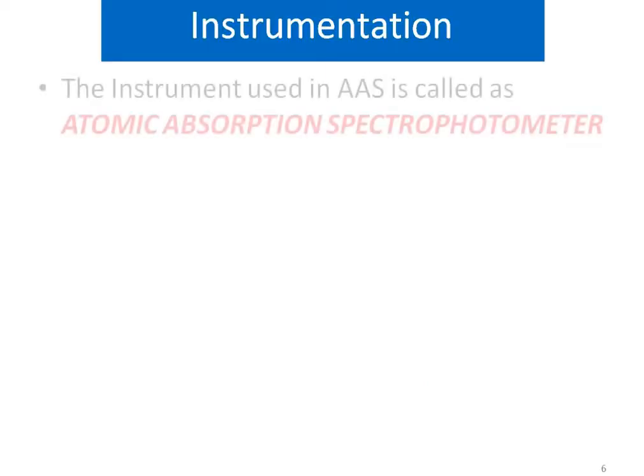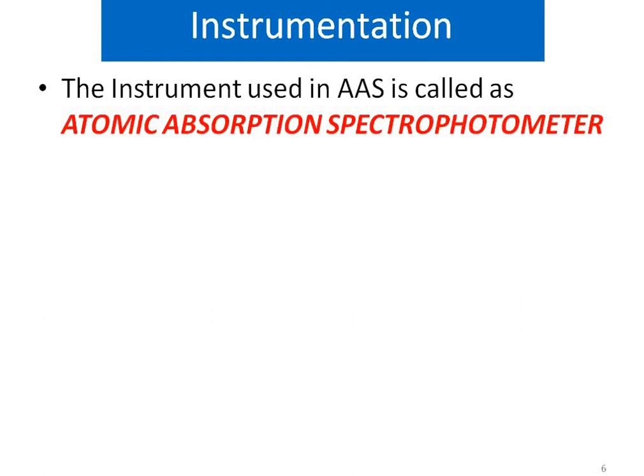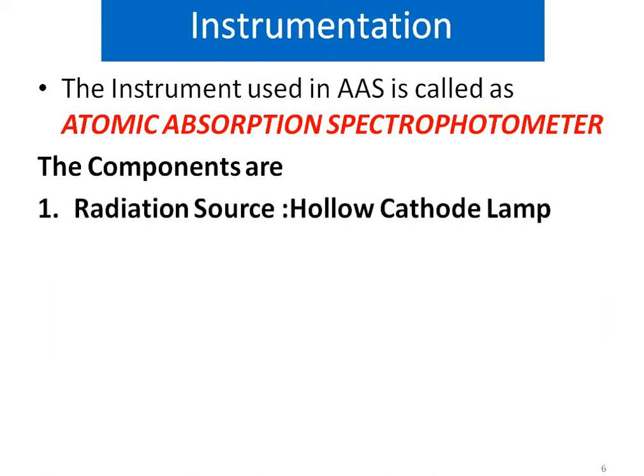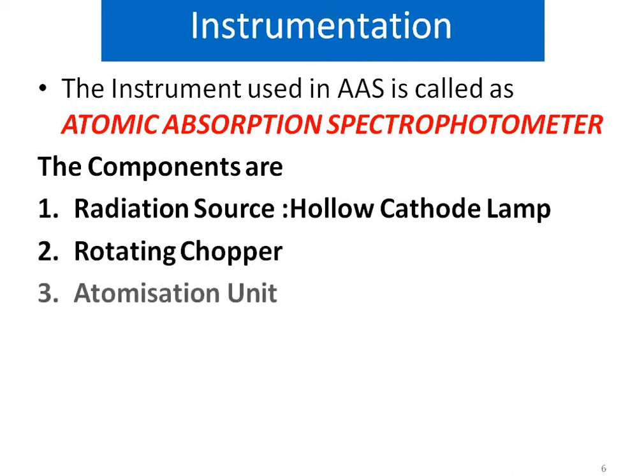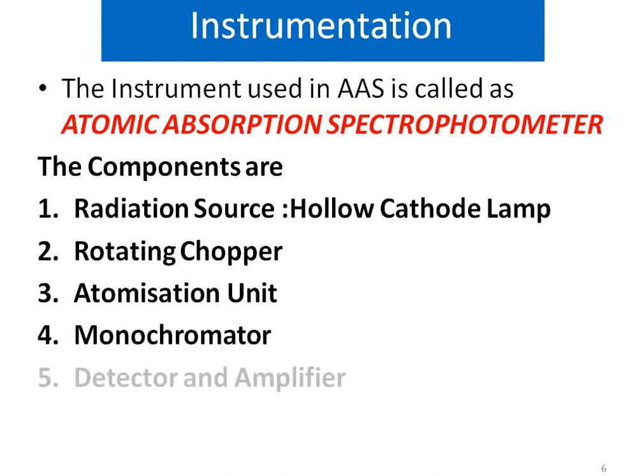Now coming to the instrumentation. The instrument used in atomic absorption spectroscopy is called an atomic absorption spectrophotometer. The components of the atomic absorption spectrophotometer are: first, the radiation source, that is the hollow cathode lamp. The second is the rotating chopper. The third is the atomization unit. Fourth is the monochromator. Fifth is the detector and the amplifier. And sixth is the readout device.